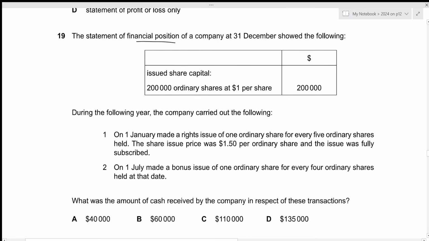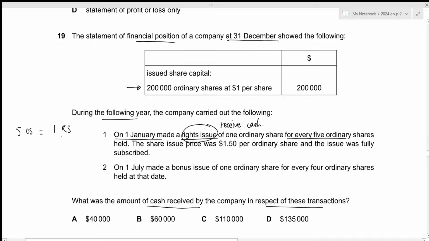The statement of financial position of a company at 31st December showed the following. We have the opening capital balance. During the following year, the company carried out the following. Okay, we need to figure out what was the amount of cash received by the company in respect of these transactions. For the first one, on 1st January, we made a rights issue of 1 ordinary share for every 5 ordinary shares held. So for every 5 ordinary shares we have, we will be giving out 1 rights share. And remember, whenever there is a rights issue, the existing shareholders will have to pay for it. It means that the company will receive cash due to this transaction.